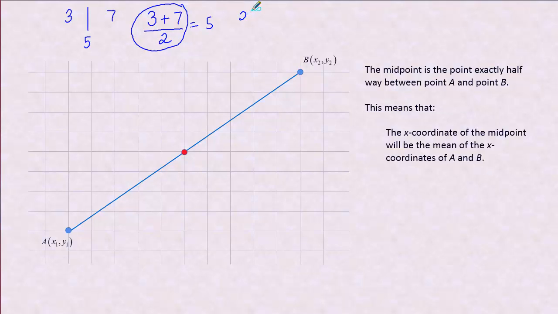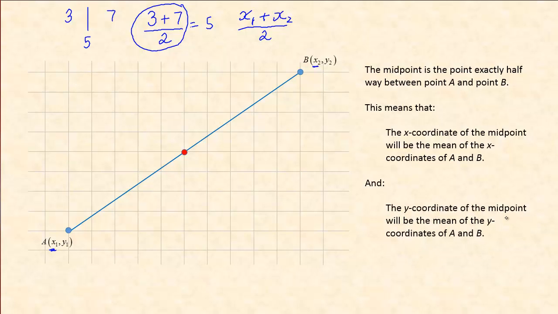So we have x1 and x2. So if we add those and divide by 2, that gives us a number halfway between x1 and x2. And the y-coordinate of the midpoint will be the mean of the y-coordinates of A and B. So by the same sort of argument, that's going to be y1 add y2 divided by 2.